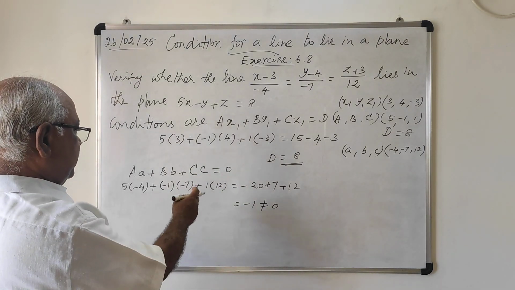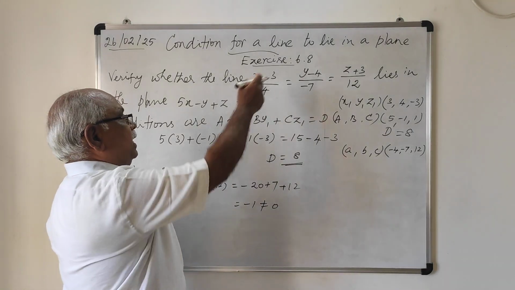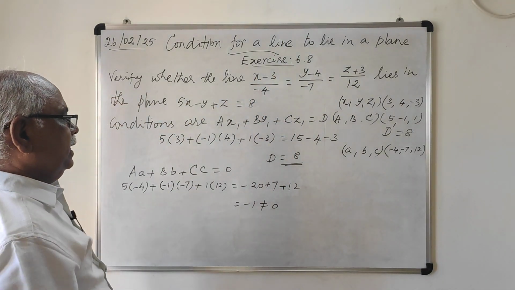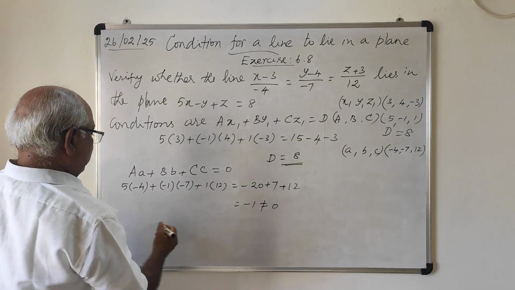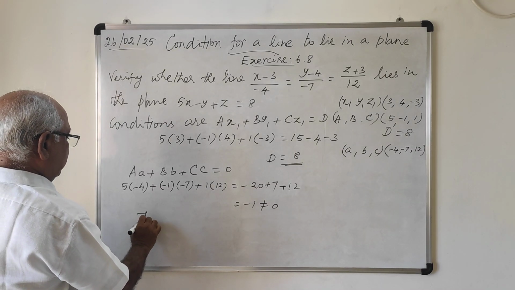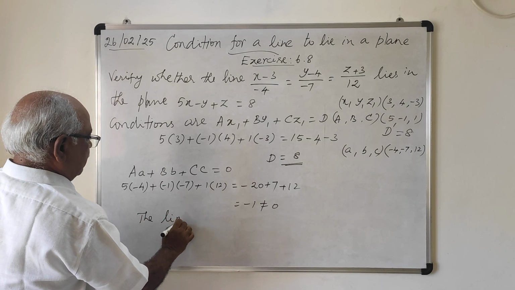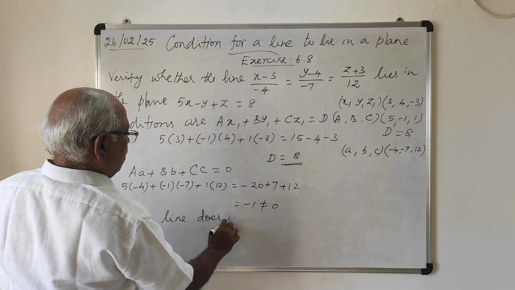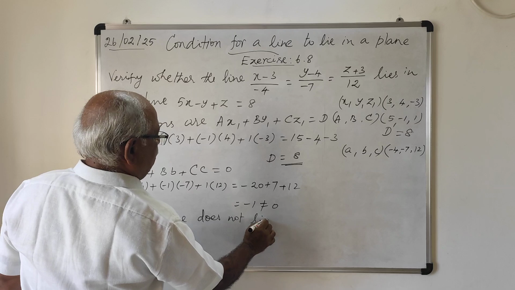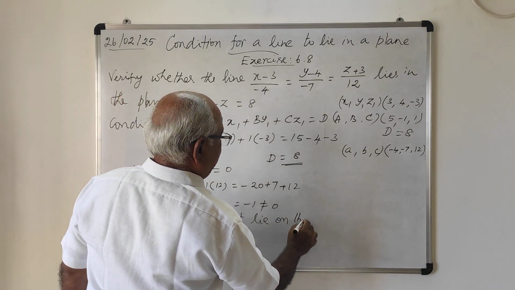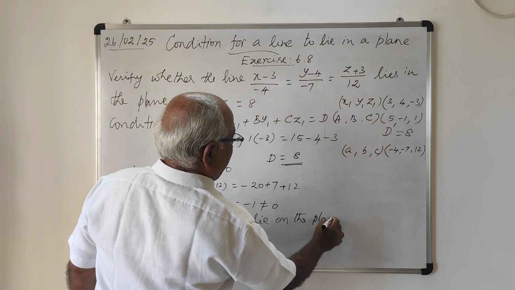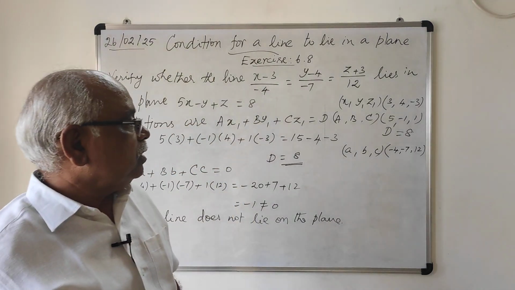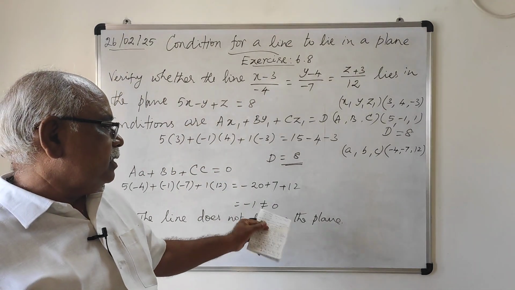Therefore, the second condition is not satisfied by the line. Therefore, the line does not lie on the plane. Since the second condition fails, the line does not lie on the plane. That's all about the problem. The line does not lie on the plane because the second condition is not satisfied.